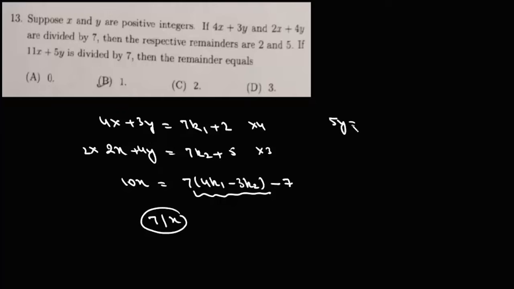So it will be 5y, and then 7(2k2 minus k1), and here it will be 10 minus 2, and 10 minus 2 is 8. Now we have to find the remainder when 11x plus 5y is divided by 7. Now 11x will be divisible by 7, so it will leave the remainder 0, and we know that when 5y is divided by 7, it leaves the remainder 8, and 8 is 1 modulo 7. So this expression will leave the remainder 1, and that will be your option B.